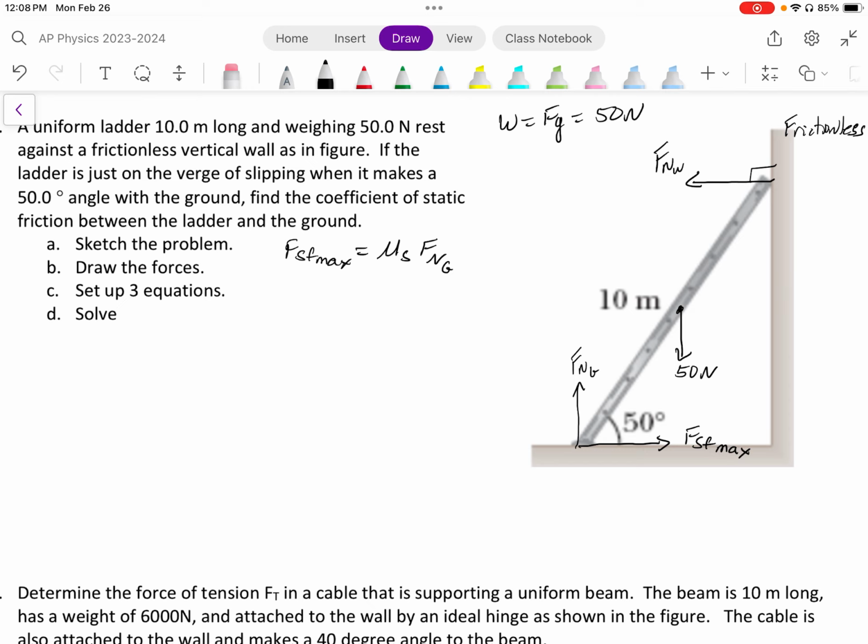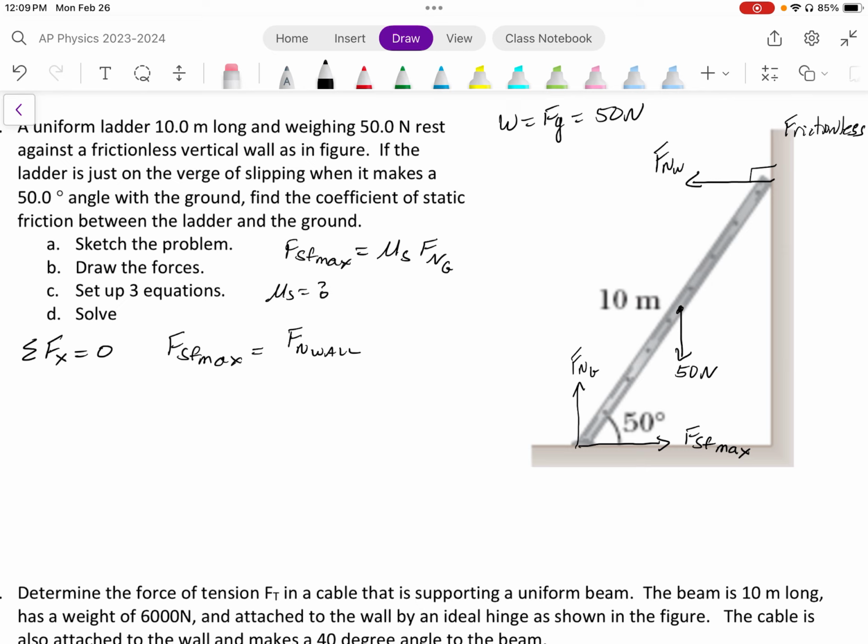The first thing I'm going to do is they've asked me to find mu sub s equals question mark. So I'm going to start by setting up my three equations. Let's sum the forces in the x direction. All of them should equal zero. This object is in mechanical equilibrium, no acceleration. So I have two forces in the x direction. I have force of static friction max equals force normal from the wall.